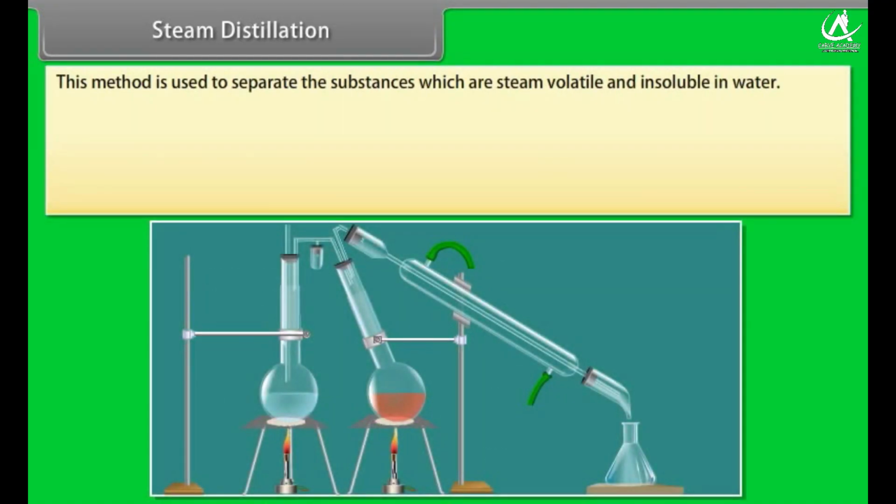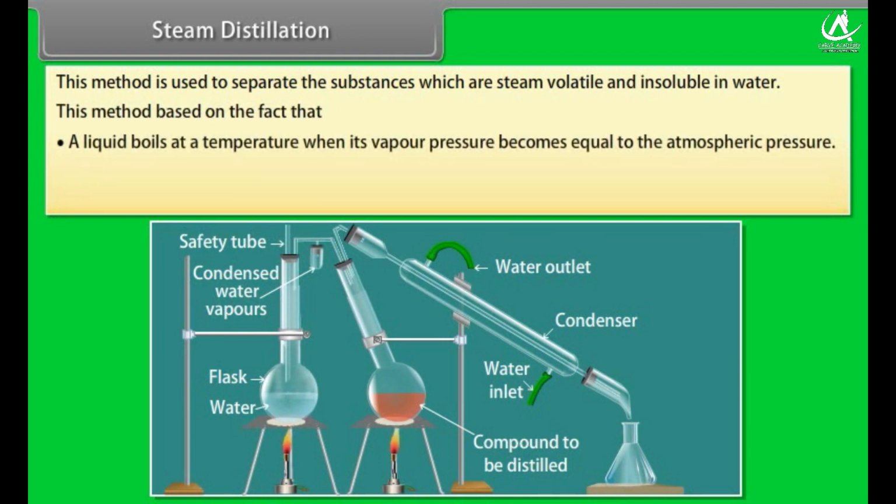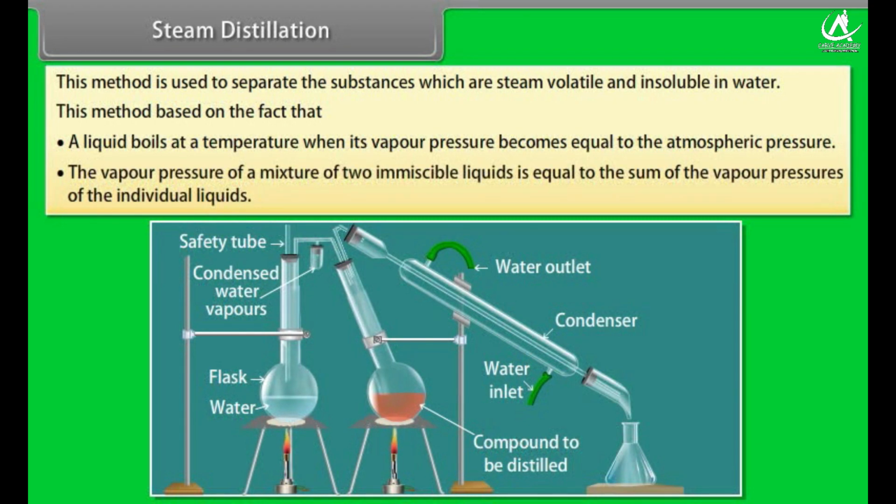Steam distillation. This method is used to separate substances which are steam volatile and insoluble in water. This method is based on the fact that a liquid boils at a temperature when its vapor pressure becomes equal to the atmospheric pressure, and the vapor pressure of a mixture of two immiscible liquids is equal to the sum of the vapor pressures of the individual liquids.